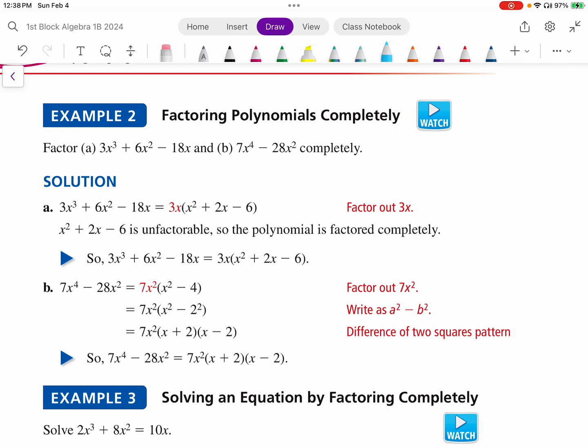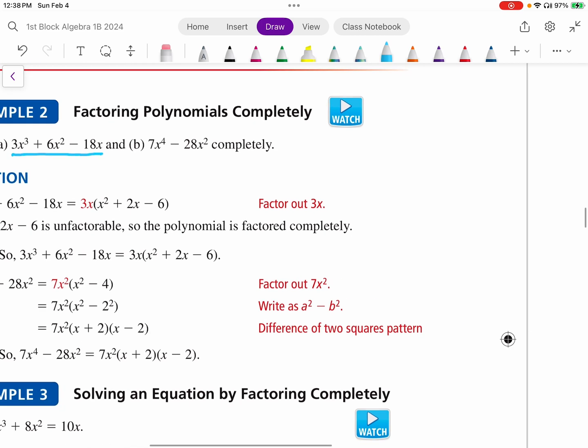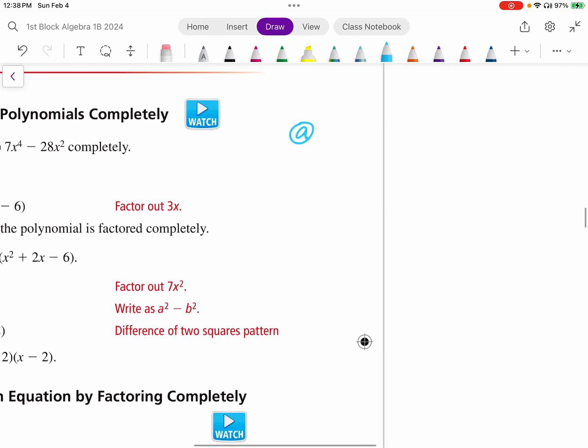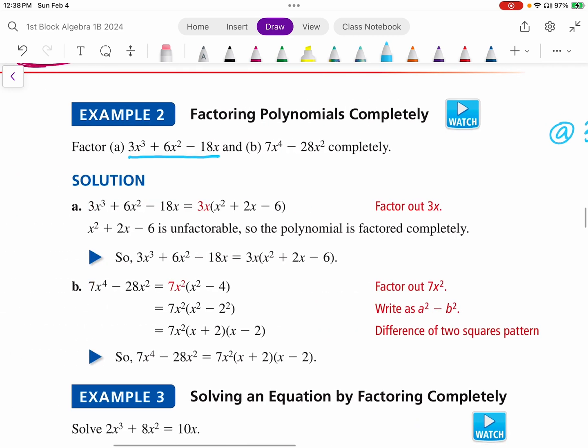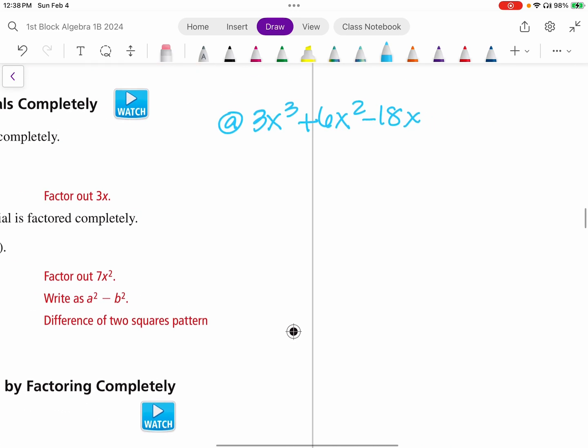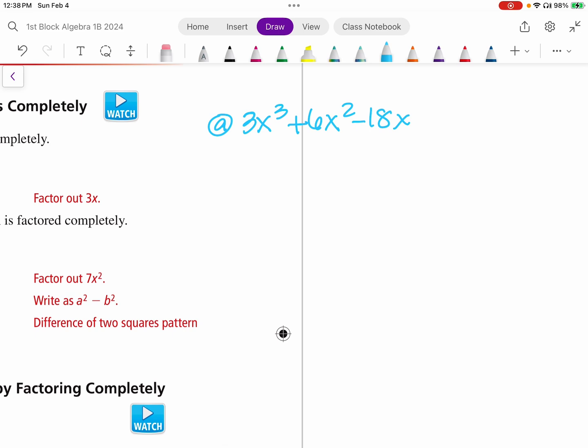All right, 3x to the third power plus 6x squared minus 18x, and we are going to factor completely. So I'm going to write it over here. This is A, and it is 3x to the third plus 6x squared minus 18x. Okay, is there a GCF? Well, I see an x in every single term. So I know that I'm going to factor out an x.